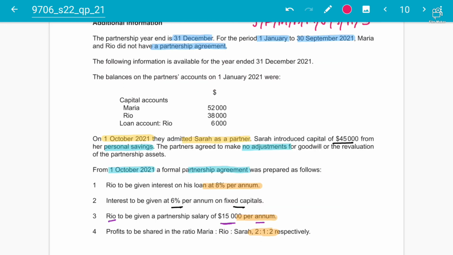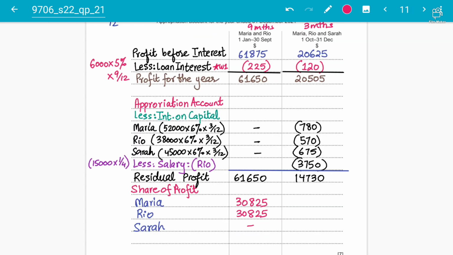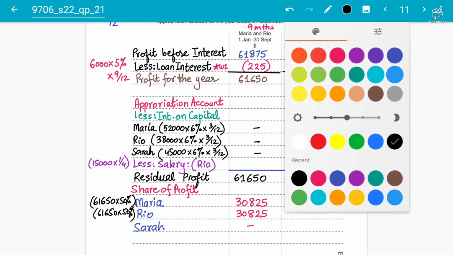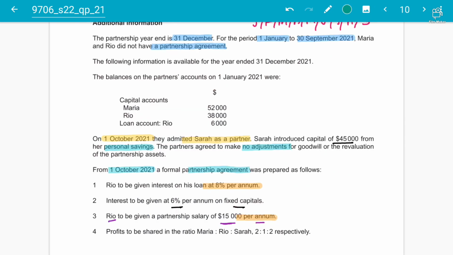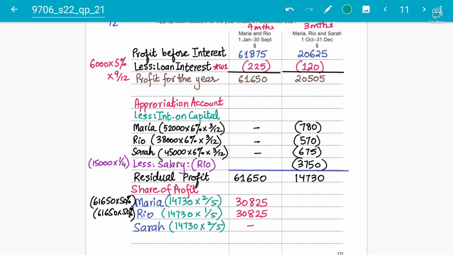And then you have the ratio of 2:1:2 for the 3 months ending. So we'll do that, and I'll write it here: 61,650 into 50%, and 61,650 into 50%. The other one will be 14,730 into 2 upon 5 for Maria, then 14,730 for Rio it's going to be 1 upon 5, and then 14,730 into 2 upon 5 for Sarah as well, okay? Because 2:1:2 is the ratio. Make sure you write down the names respectively in the order. So let's work out what the values are going to be.